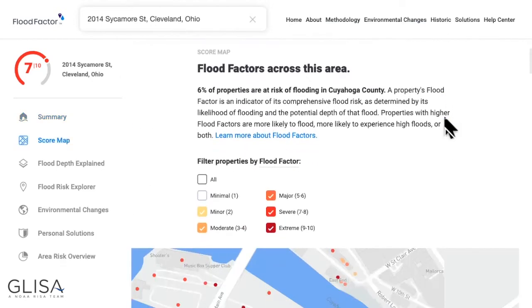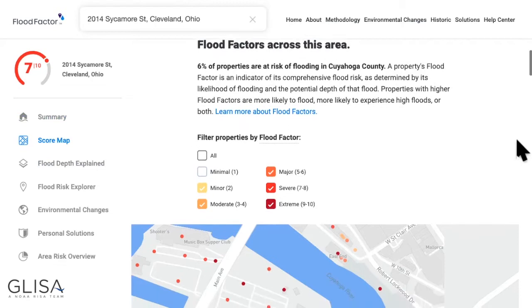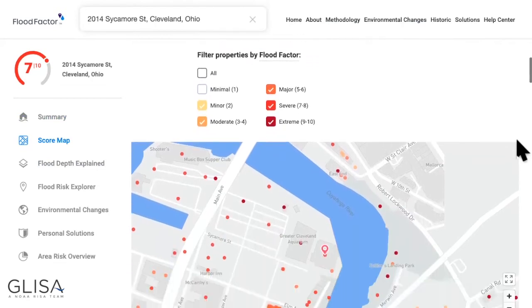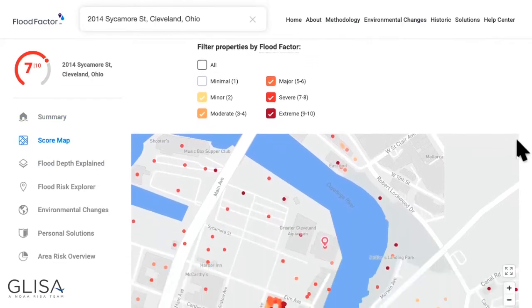For the sake of comparison, a map of the area in which the chosen property is located is provided. Each colored dot corresponds to the flood factor risk level of the property. These dots can be toggled on and off based on the risk bracket they are in using these buttons.